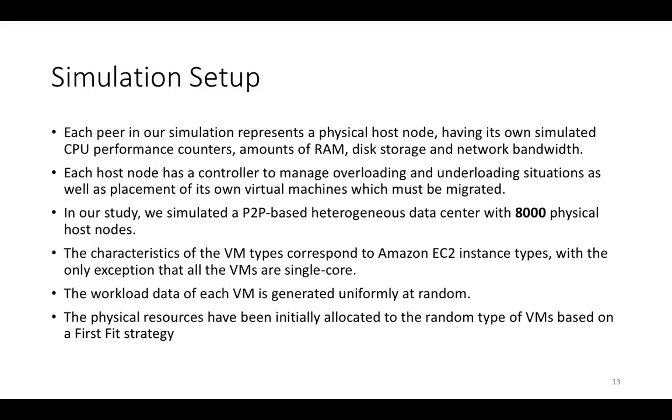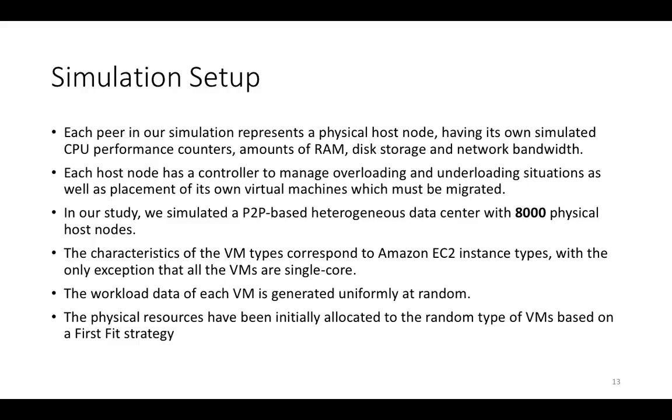In our simulation, each peer represents a physical host node having its own simulated CPU performance counters, amount of RAM, disk storage, and network bandwidth. Each host node has a controller to manage overloading and underloading situations, as well as placement of its own virtual machines which must be migrated.